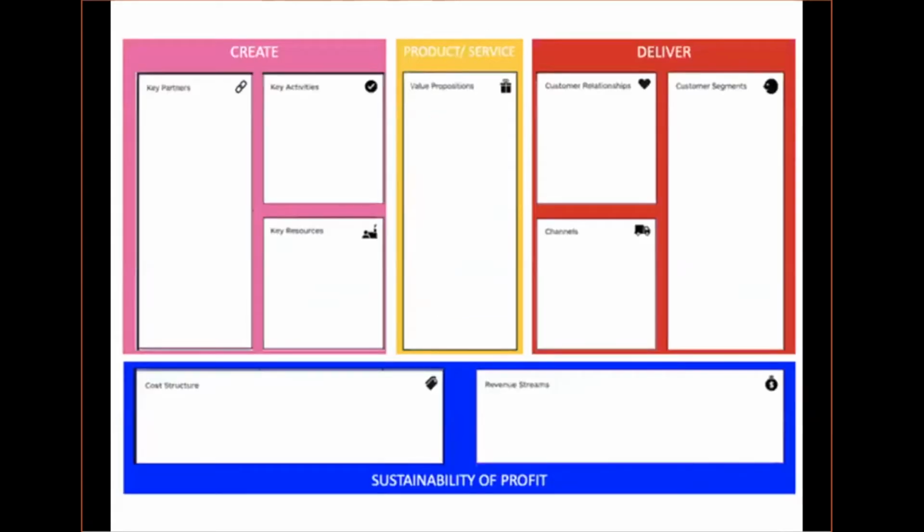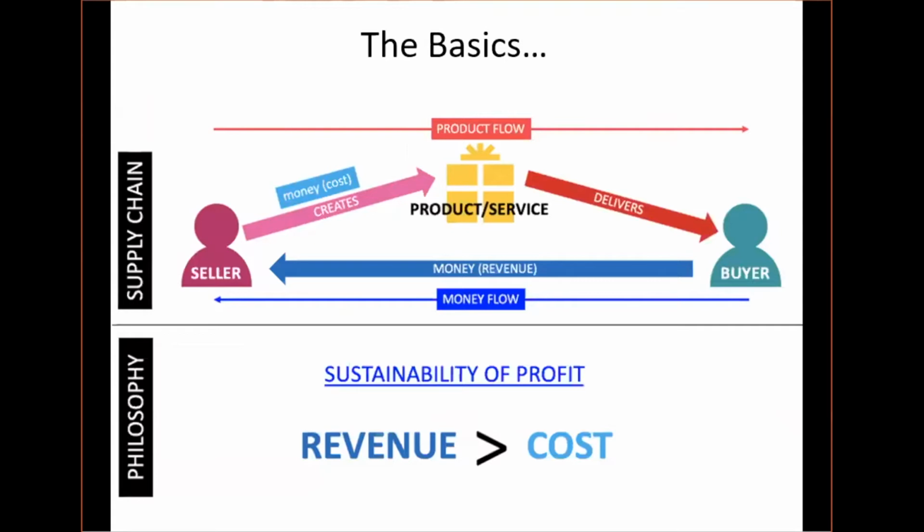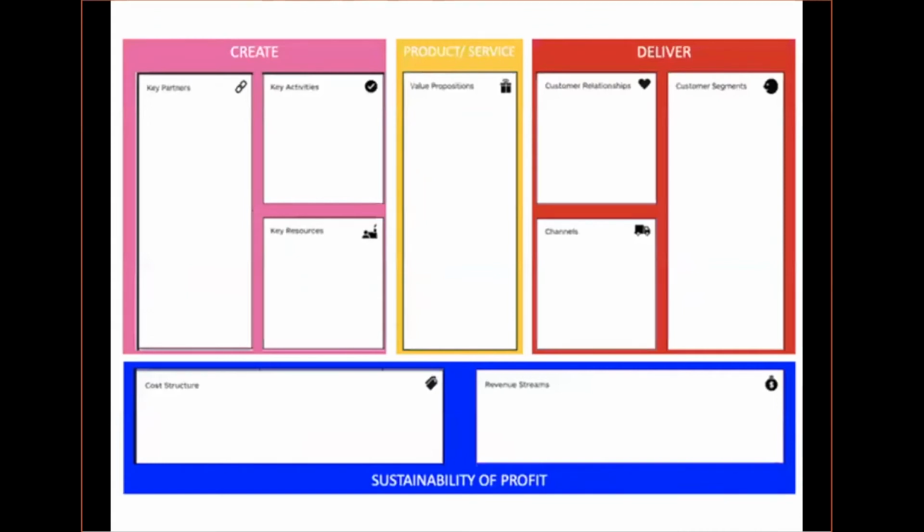So this is basically the structure of the business model canvas. This is similar to the one that I mentioned earlier, where the seller creates the product and delivers to the buyer. So you have the create aspect, the product aspect, and the deliver aspect. At the bottom is the sustainability of profit, where you have the revenue streams and the cost structure. So it follows the basic structure of business, and that makes the business model canvas powerful. It's not just putting boxes here and there, but it has special meaning to it.